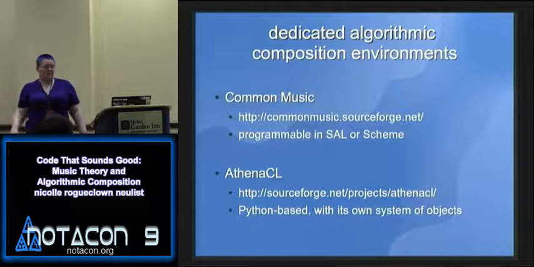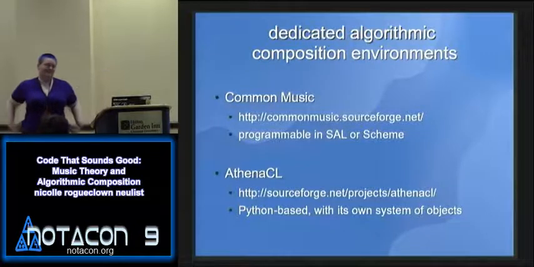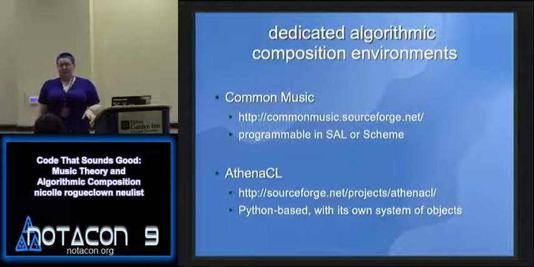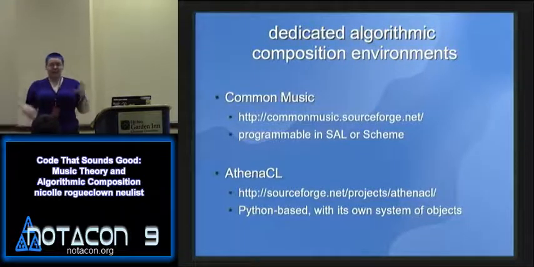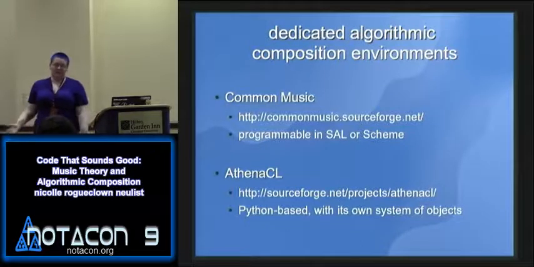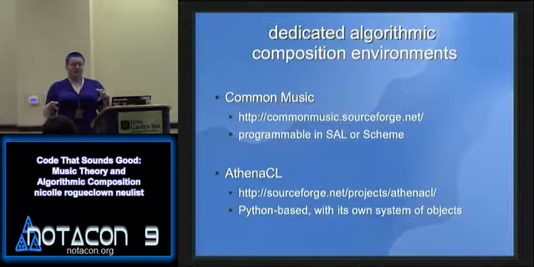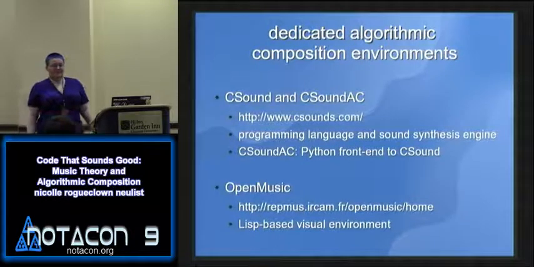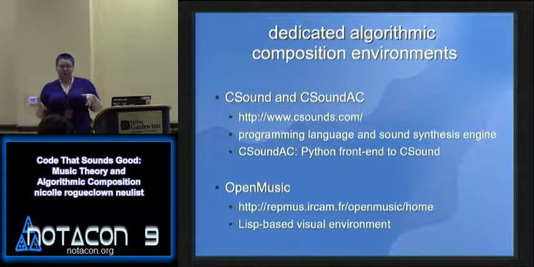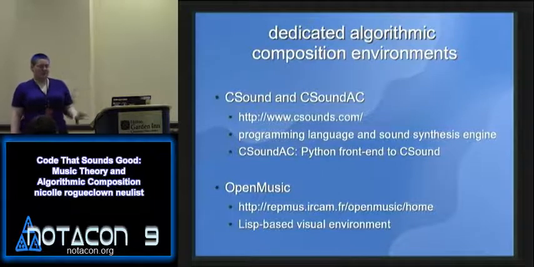As far as dedicated algorithmic composition environments, there's Common Music, which is programmable either in Scheme or in Sal, a simplified language designed specifically for Common Music, for if you're just starting out doing programming and want to make music. There's also Athena CL, which is Python-based, but has its own system of musical objects, kind of its own sub-syntax, if you will. C-Sound and C-Sound AC. C-Sound is a pretty popular open source music framework, and C-Sound AC is kind of a Python front end. It's called C-Sound because all the guts of the code are written in C.